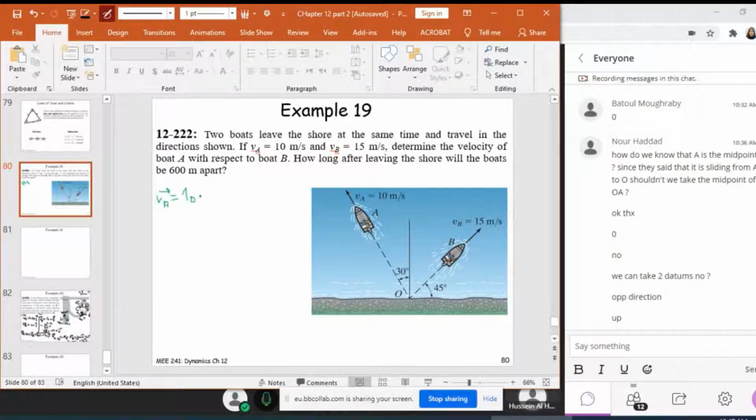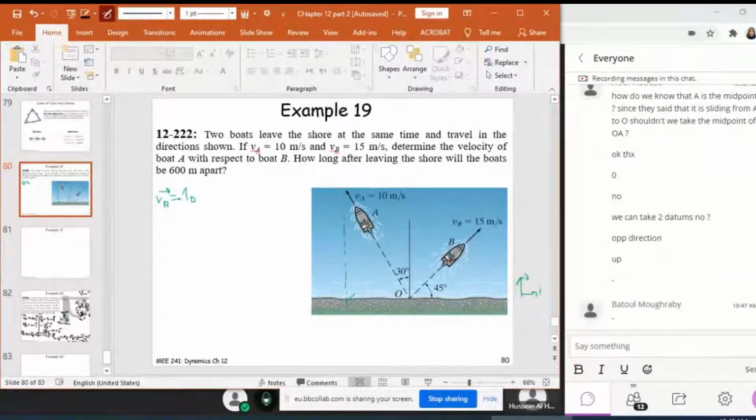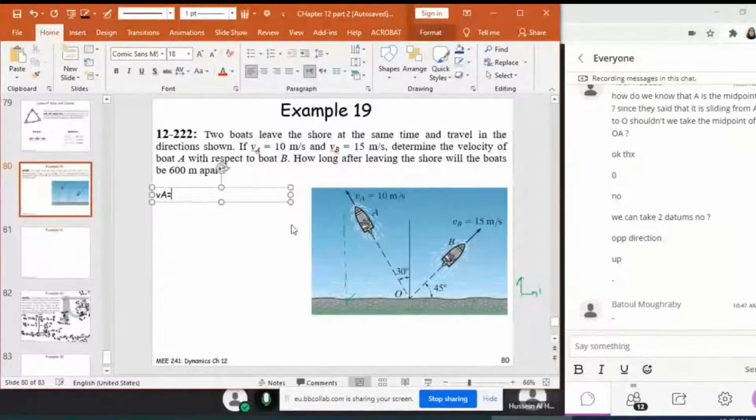It is 10. VA, if I wanna find VA in vector form, in I and J, is it plus 10 or minus 10 sine 30? This is I, and this is J, all right? It is in the negative, yes. So it is minus. All right, so VA will be equal to minus 10 sine 30 I plus 10 cosine 30 J, right?